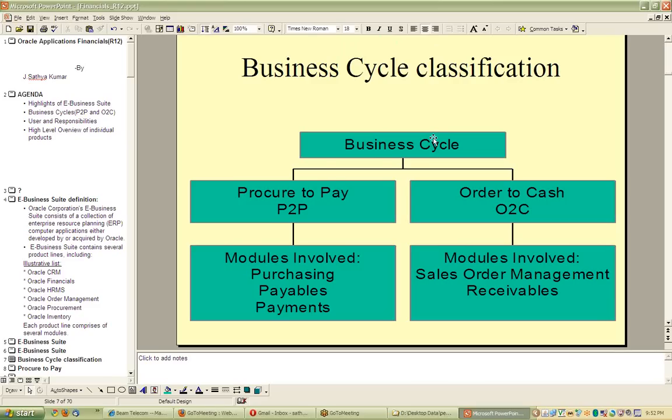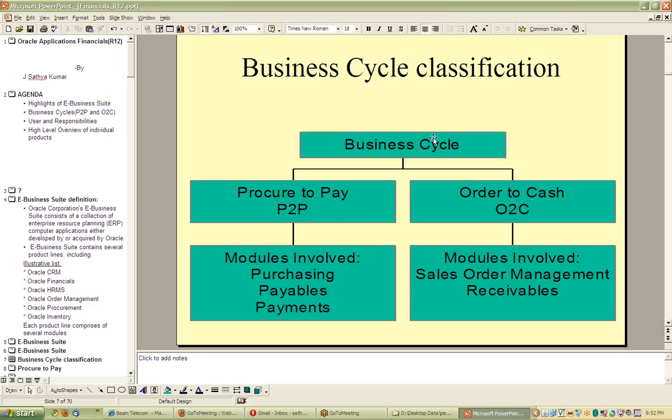Do you have any idea of these business cycles? Like what is procure to pay and what is order to cash? Um, this is basically like, from the... You don't mind me asking you questions, right? Yeah, I mean, I know that, but I'm just being put back into my concepts again. Okay.